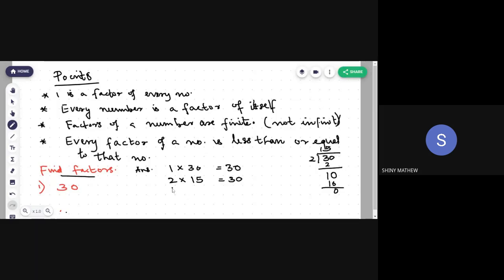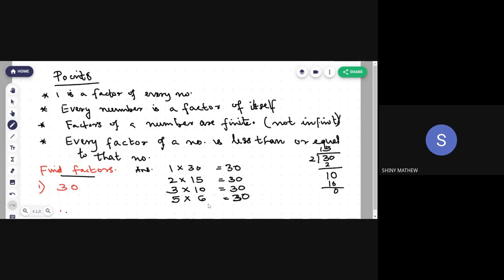Now we know we can divide 30 by 3. Then you know 3 times 10 is 30. Then with 4 we can divide, but 4 is not in the table of 30. Then 5. 5 times 6 is 30. Okay. Now we can check with 6.